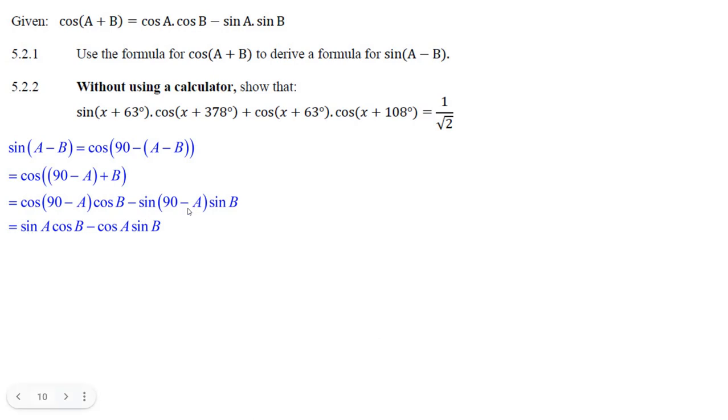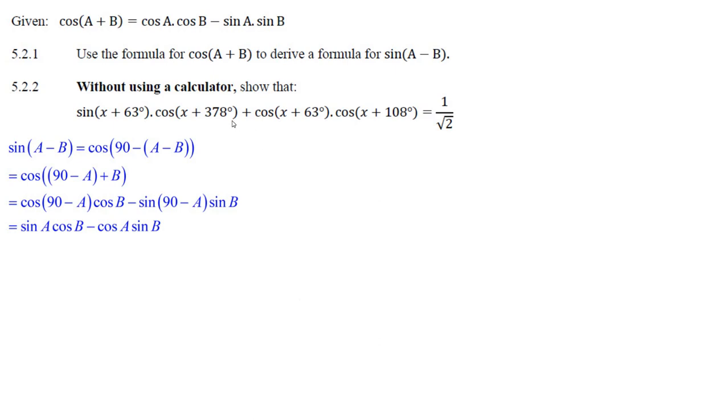Cosine turns to sine, and sine of 90 minus A turns to cosine. And now you're looking at the formula. The sine of A minus B is sine A cos B minus cos A sine B. And that's the formula, all done. It's just a sort of cofunction thing you need to learn to be able to do those derivations.